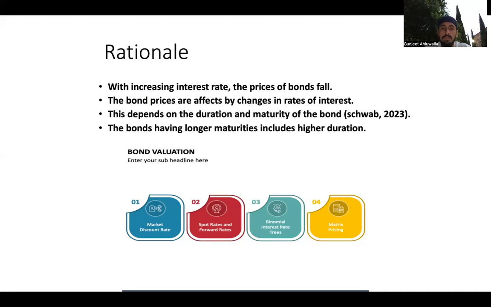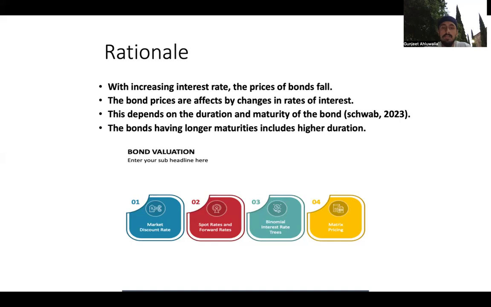Higher rates lead to lower bond prices, while lower rates tend to increase bond prices, reflecting investor yield preferences. Schwab's research in 2023 emphasizes that the relationship between interest rates and bond prices depends significantly on the duration and maturity of the bond. Bonds with longer maturities typically have higher durations, making them more sensitive to interest rate changes and resulting in more significant price fluctuations.